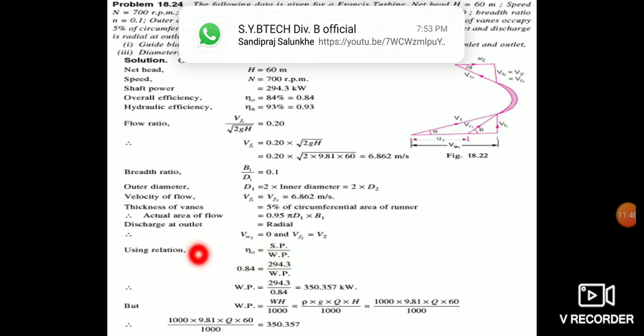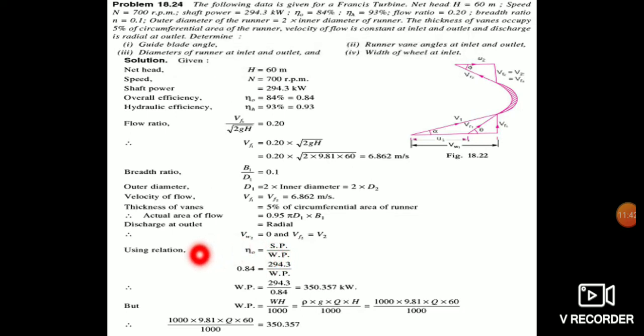Then using relations, we can calculate: overall efficiency is equal to shaft power divided by water power, and water power is equal to rho QgH divided by 1000. Shaft power is given. Water power is equal to 294 divided by 0.84, which is equal to 350, and this 350 is equal to rho QgH.